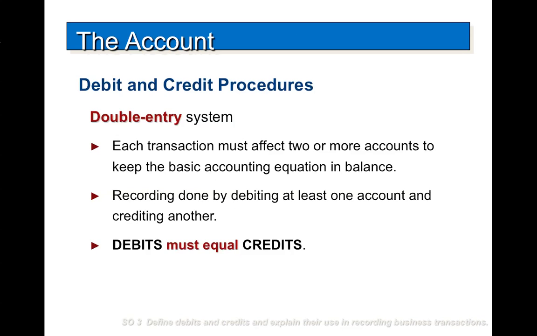Debit and credit procedures. We call this the double entry system because each transaction must affect two or more accounts to keep the basic accounting equation in balance. The recording is done by debiting at least one account and crediting another, and debits must always equal credits. Always, always, always.